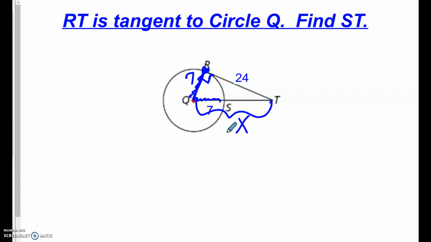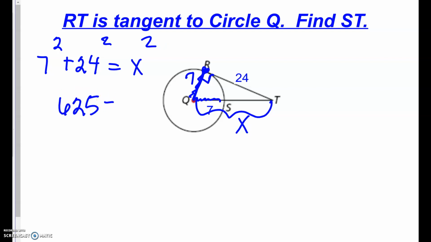So I'm going to use my Pythagorean theorem, and the two legs that come together are 7 squared plus 24 squared, which has to equal x squared. So 7 squared plus 24 squared is equal to 625, and then the square root of 625 is going to be 25. So the length of x is 25.